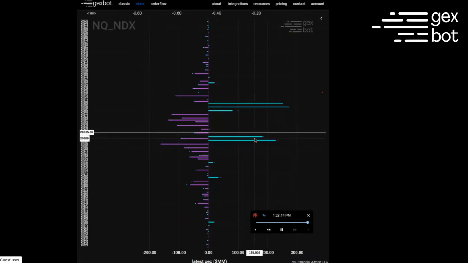I know there's a distinction between whether you're looking for reversions off a long call gamma or long put gamma, but all that matters is that someone is long volatility at this point. And so we're looking for reversions off long gamma.